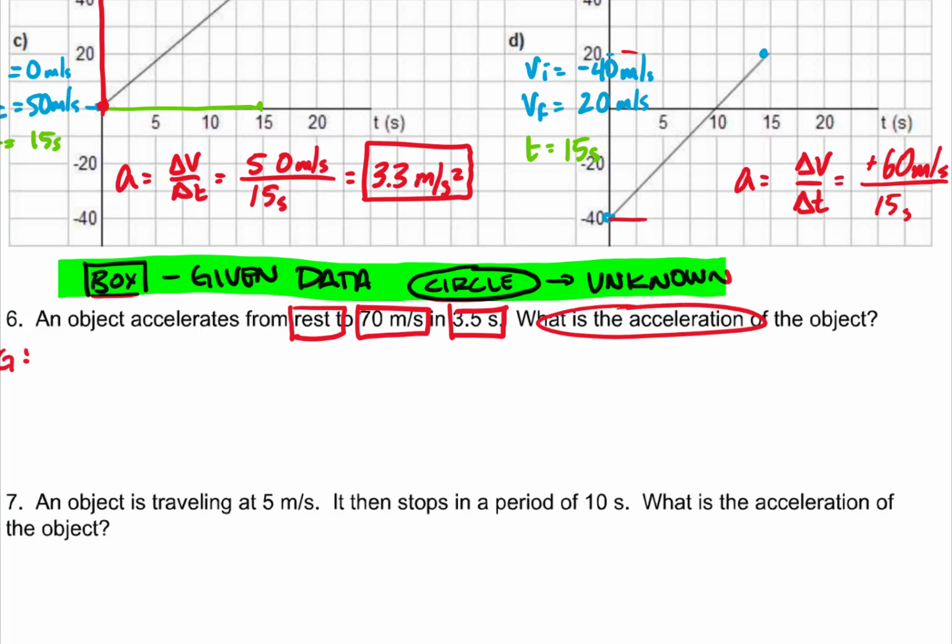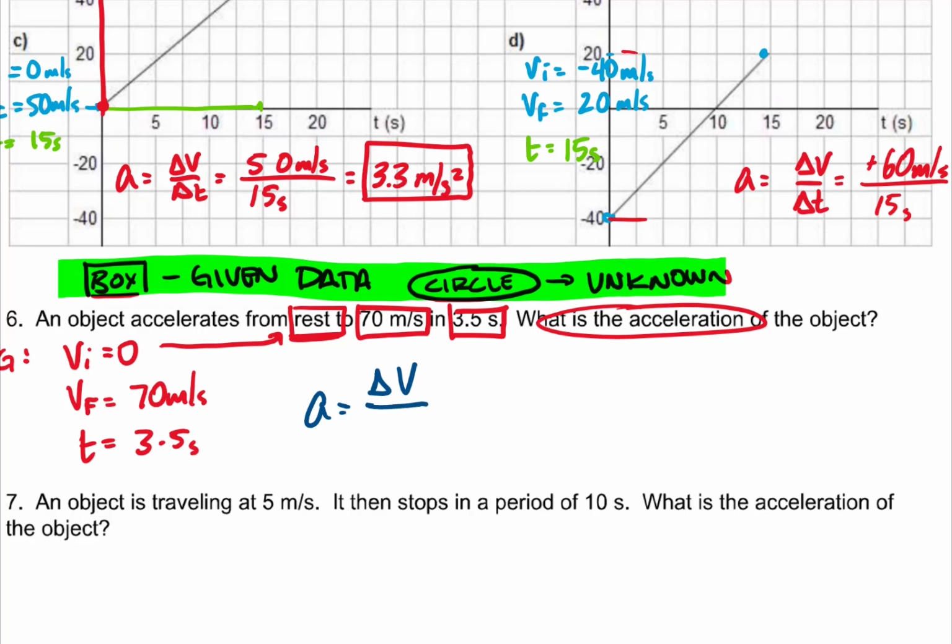So my givens: rest, and it says accelerates from rest. That means we start off, we have an initial velocity of 0. Because when something is at rest, the velocity at that time is 0. And then I go from rest to a final velocity of 70 meters per second in a time of 3.5 seconds. And my unknown here is the acceleration.